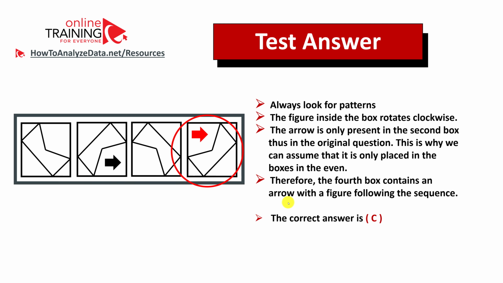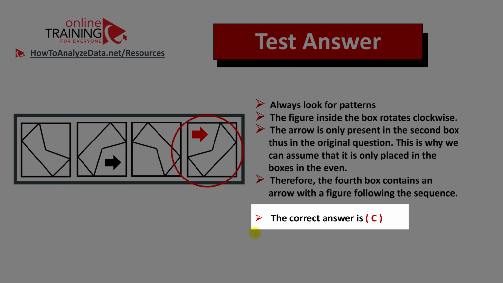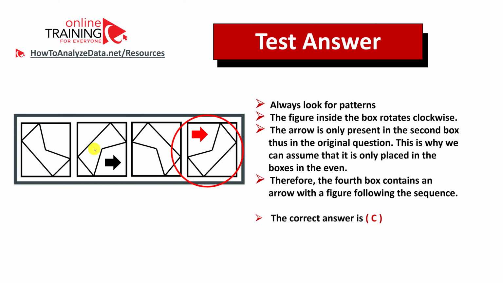And you need to determine the final box based on the position of the shape inside the square. So the correct answer here is choice C. Hopefully you've nailed this question and now know how to answer similar questions in the test.